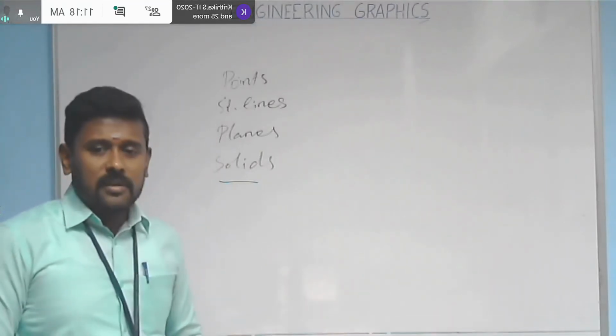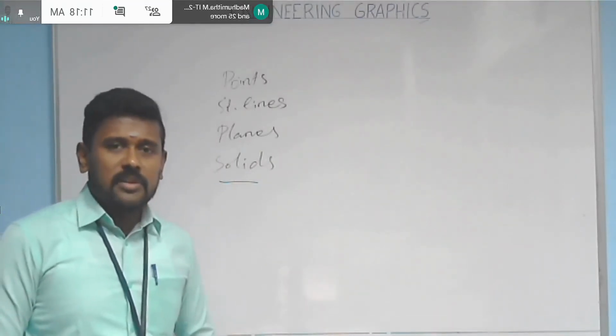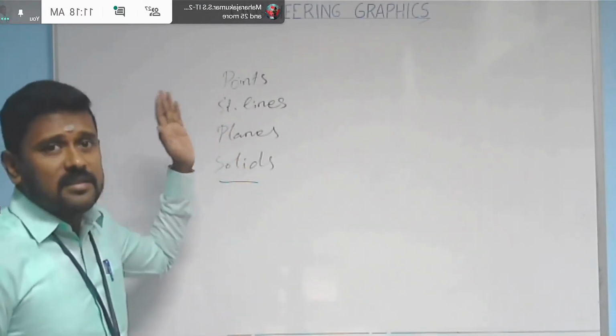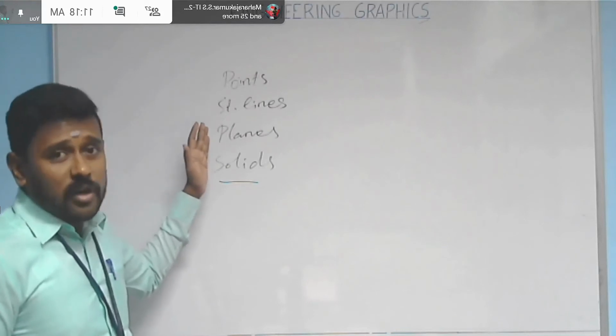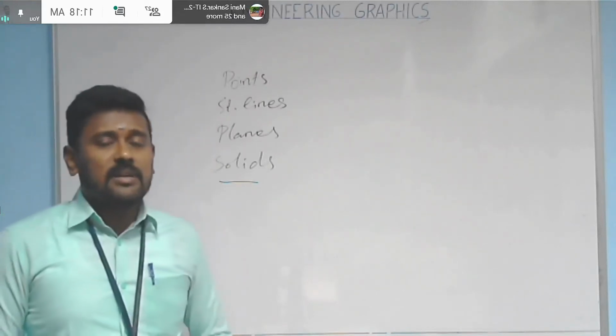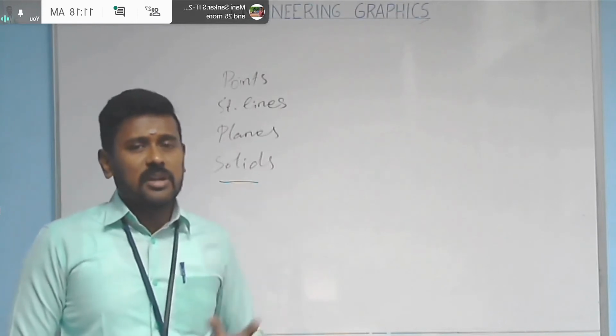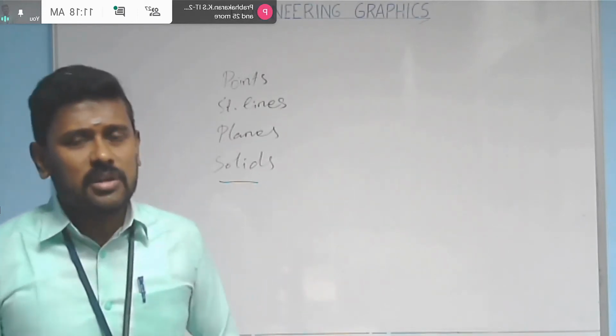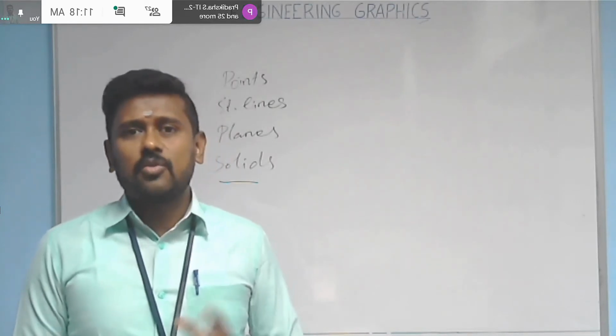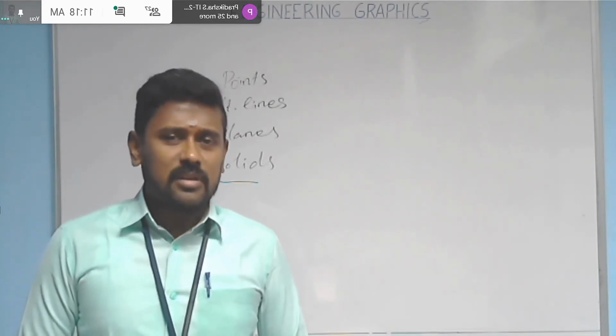So from the starting of the second unit, we discussed the projection of points and straight lines, and we are going to discuss planes. You know the basic definition of these geometrical entities: points having no dimension, straight lines having single dimension, planes having two dimensions, and solids having three dimensions.